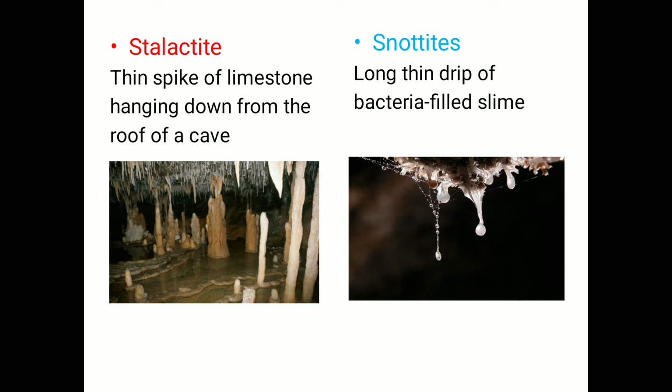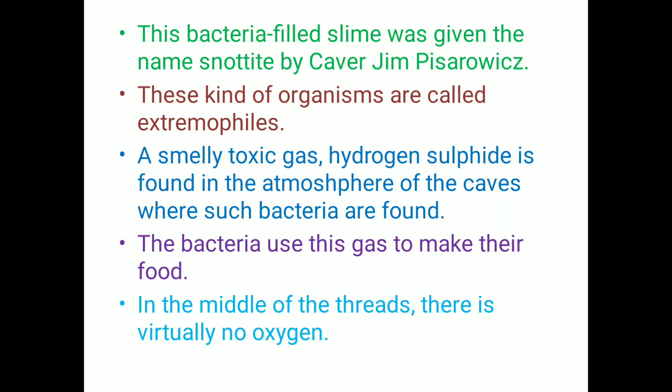So, the bacteria which can live in these harsh conditions are called extremophiles. Extremophiles are the lovers of extreme conditions. They are the organisms that can live in an environment so strange that almost nothing else can live there. And the name snowtite was given by caver Jim Pisarovich.